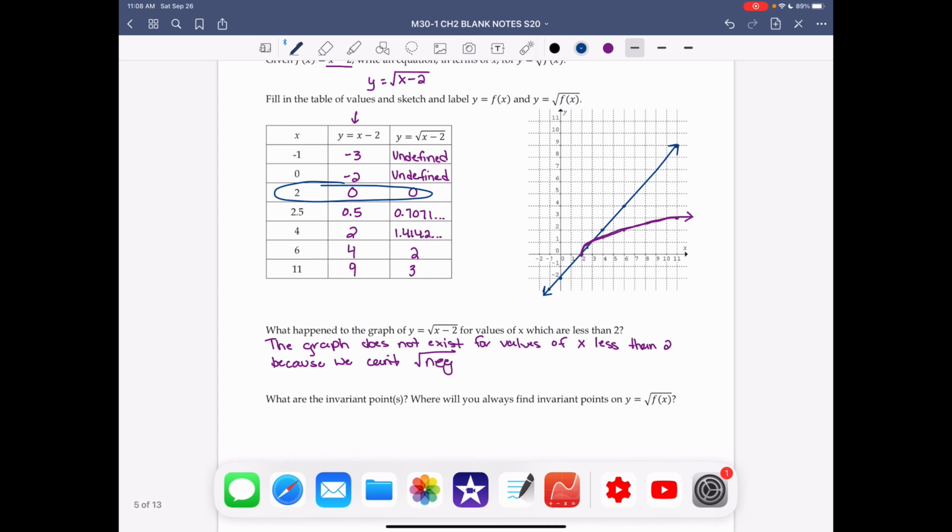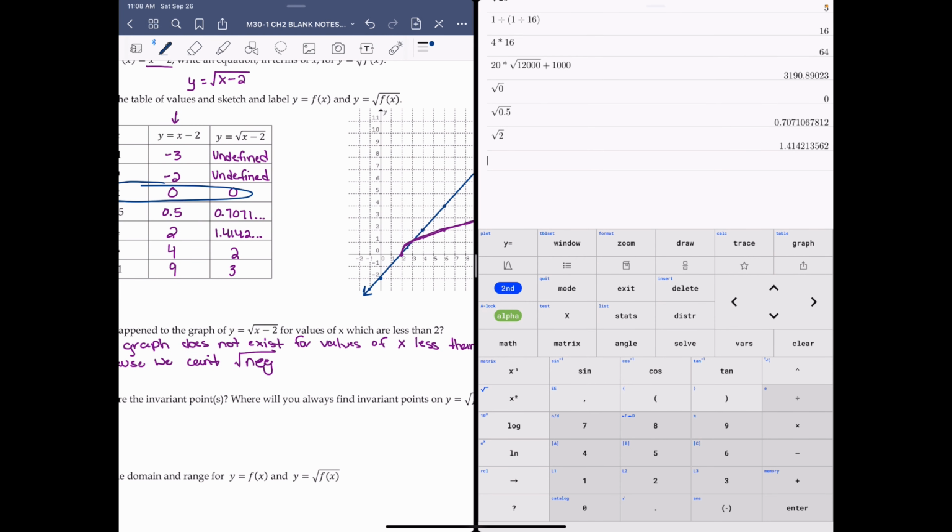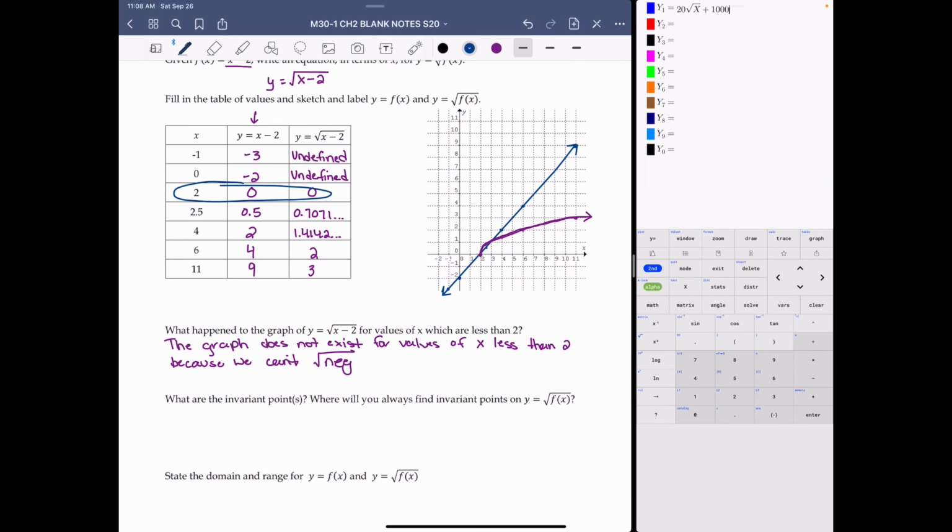Let's bring up our graphing calculator and graph these functions, and we can find our third one. We have x minus 2. First I'm going to clear that. X minus 2, enter, and then we have square root of x minus 2.